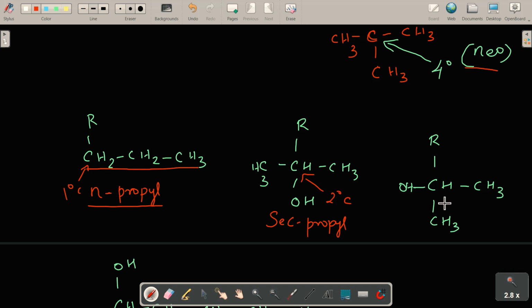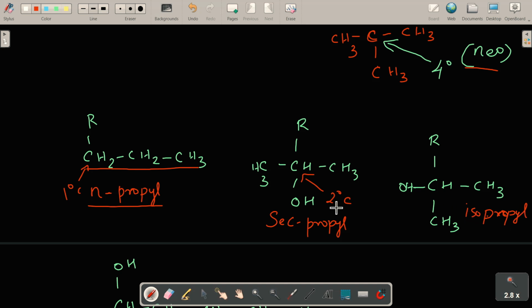When you take this example, this carbon atom is also attached to 2 carbon atoms and it is attached to the R group. But when you see the difference between this one and this one, the methyl group is shifted here. So when the methyl group is shifted down, this type of arrangement we write as iso, and here it is an isopropyl group. So this is an isopropyl.